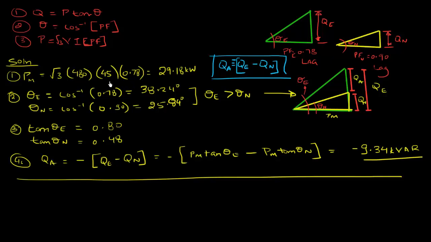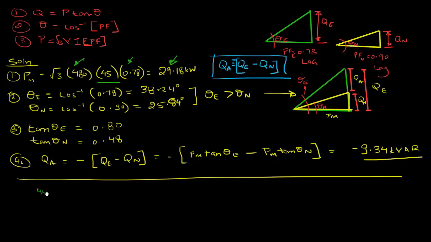So what other value is going to change here? The current is going to change. This value is going to change because this remains constant. This remains constant. But if this has changed, then something else must change here to keep it 29.18, right? And that's the current. So let's look at what the current is going to be.